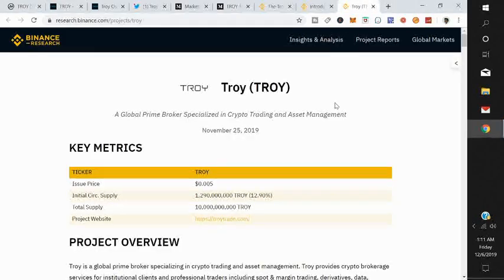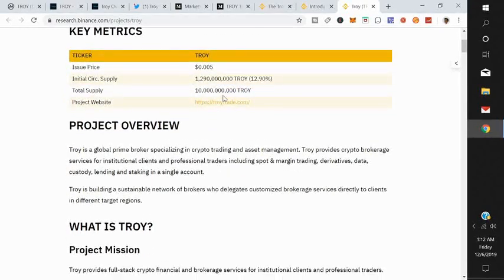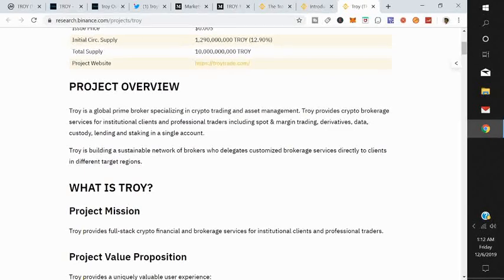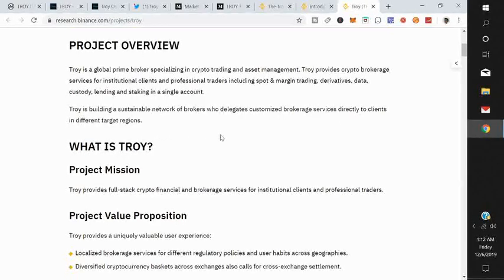Okay, so Binance did a report on it at research.binance.com, Projects: Troy, a global prime broker specialized in crypto trading and asset management. This was November 25th, 2019. The initial issue price was 0.5 of a penny. The initial circulating supply is 1.29 billion Troy. Total supply is 10 billion Troy. So the project overview: Troy is a global prime broker specializing in crypto trading and asset management. I think I already read that to you guys. Troy is building a sustainable network of brokers who delegate customized broker services directly to clients in different target regions.